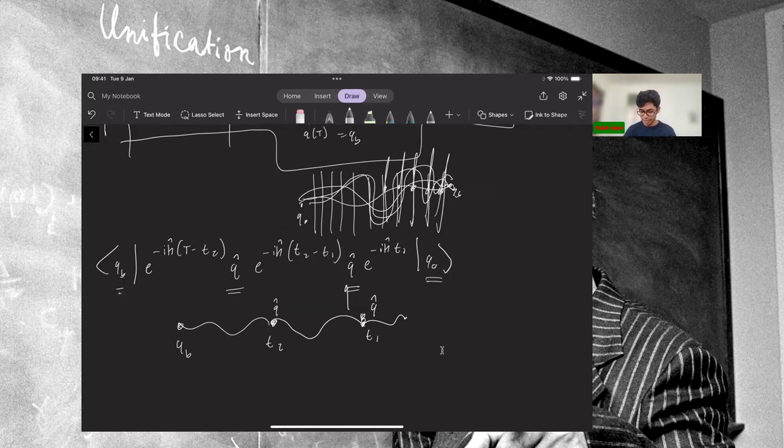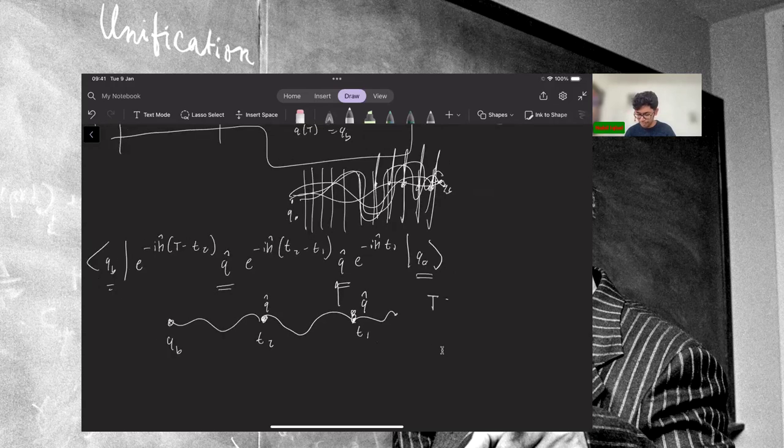All right. Now, notice the way that I have set this up, saying I go to T1 first, then I go to T2. That means that capital T, my full time, is greater than T2, which is greater than T1, which is greater than 0. This is implicit in this formula.